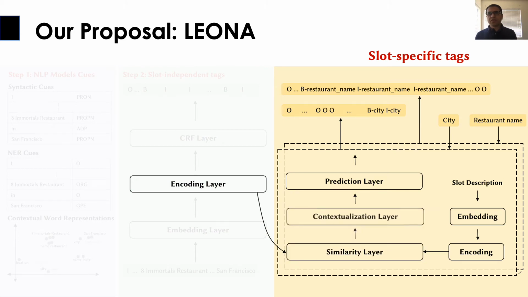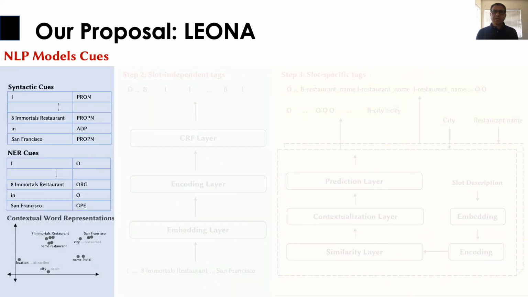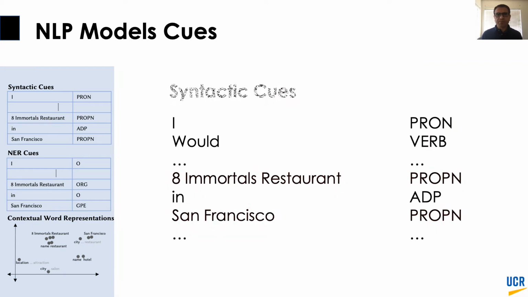Step 3 learns a generalizable context-aware similarity function between utterance words and those of the slot from seen domains and exploits the learned function in unseen domains. This step puts everything together and further contextualizes the representations for the final predictions. Now let us see each step in detail. Step 1 uses pre-trained NLP models such as POS and NER taggers and contextual word representations from pre-trained language models. Let us zoom into step 1.